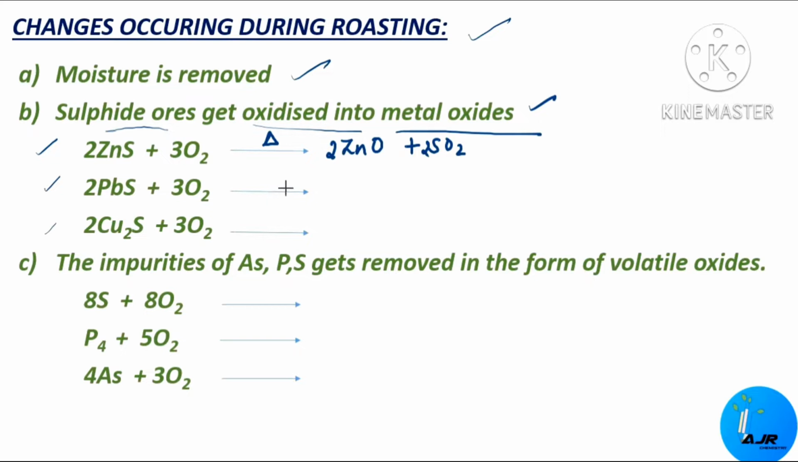Now this lead sulfide is getting converted. When we heat, this gets converted to lead oxide, PbO, and sulfur dioxide. In order to balance here, give it 2. And now the next one is copper sulfide. When you heat this in the presence of oxygen, this gets converted to copper oxide, Cu2O, plus sulfur dioxide, right? So here also we are putting 2.